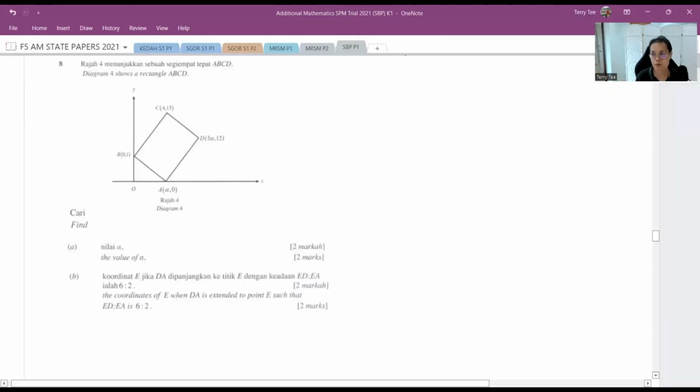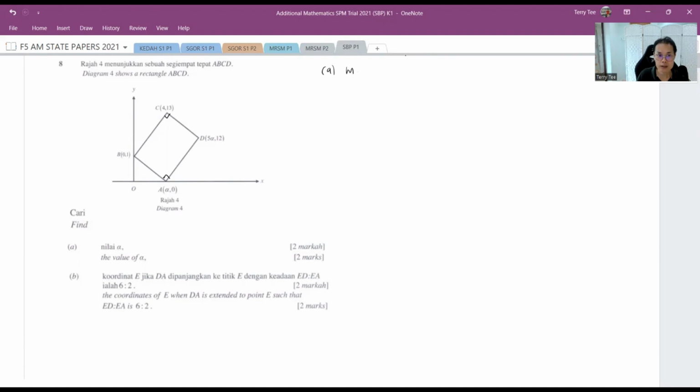Okay, question number 8 is from chapter 7, coordinate geometry. The diagram shows a rectangle ABCD. Find the value of alpha. So if this is a rectangle, actually there are 2 ways to do it. You can use midpoint, or you can use m1 times m2 equals negative 1. Since you can see this is a rectangle, this is 90 degrees, and I think maybe I'll just use m1 times m2 because we can see BA and AD are perpendicular. Now we can also use BC or CD. Let's use BA and AD because it's easier.